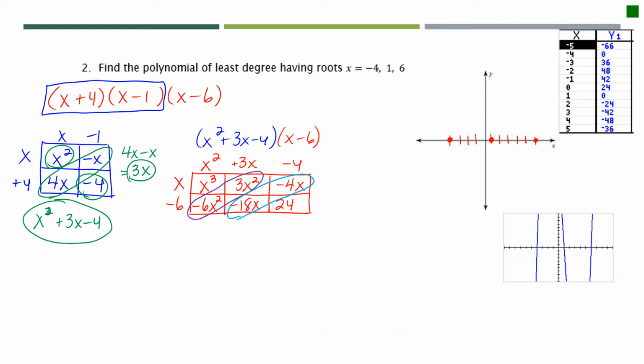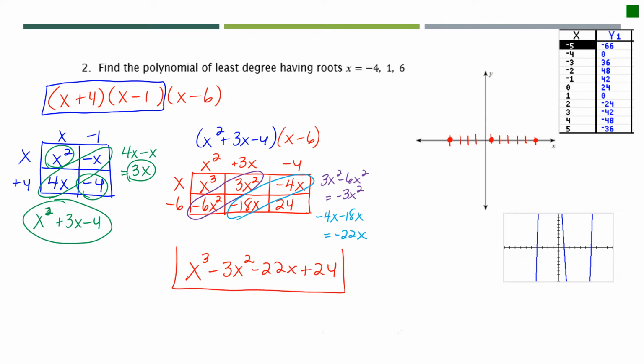So here's what's going to happen. The ones that I put a purple box around, I would be doing 3x squared minus 6x squared for a grand total of negative 3x squared. And then the one that I put a blue circle around, I have negative 4x minus 18x for a grand total of negative 22x. So my final answer here would be the x cubed that didn't have any like terms. Instead of the 2 purple terms, they combined to make negative 3x squared. The blue terms combined for negative 22x, and then the plus 24, which also didn't have any like terms. So this thing right here is our final answer.